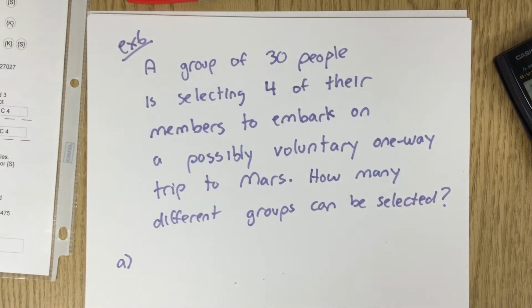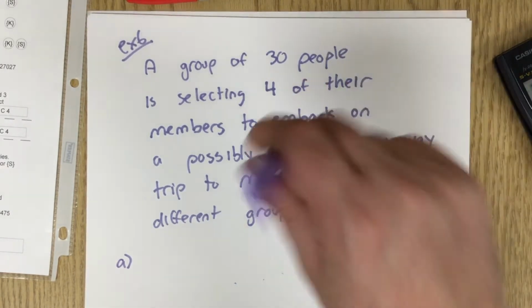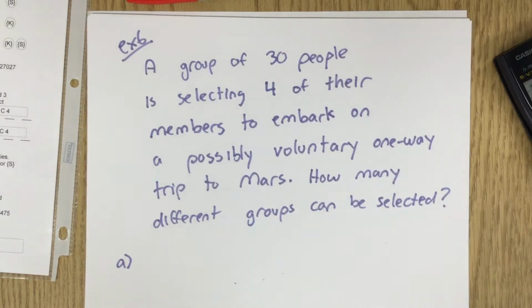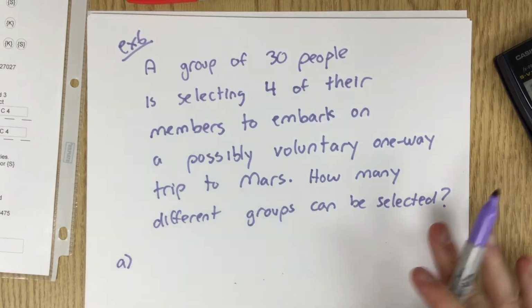Okay, so we're going to have a group of 30 people, and they are selecting four of among the 30 people to embark on a mostly voluntary one-way trip to Mars. How many different groups can be selected? So that's kind of our A1.